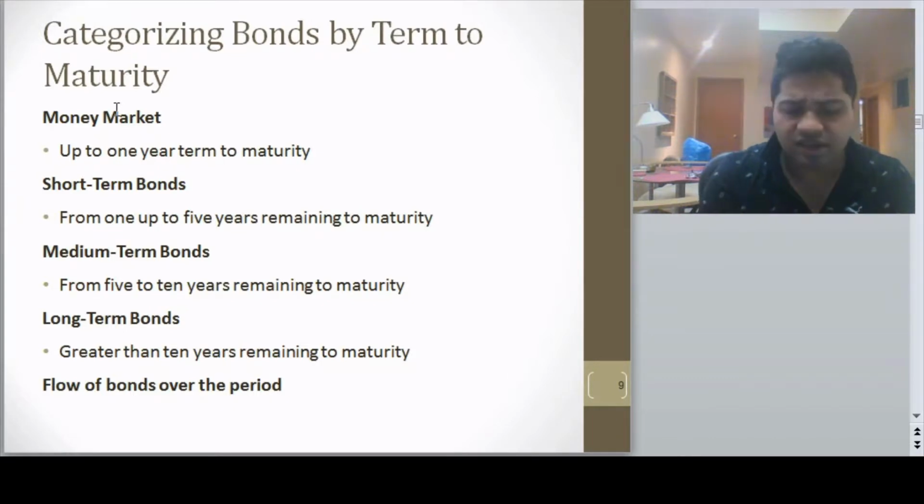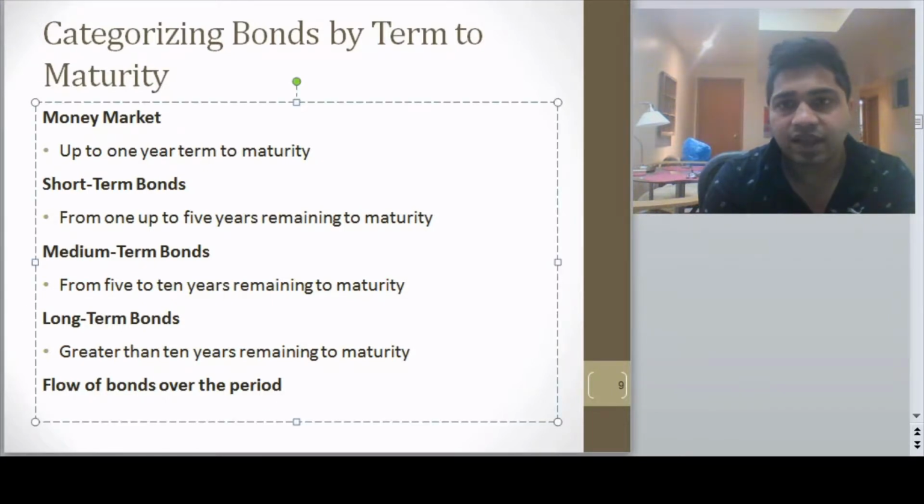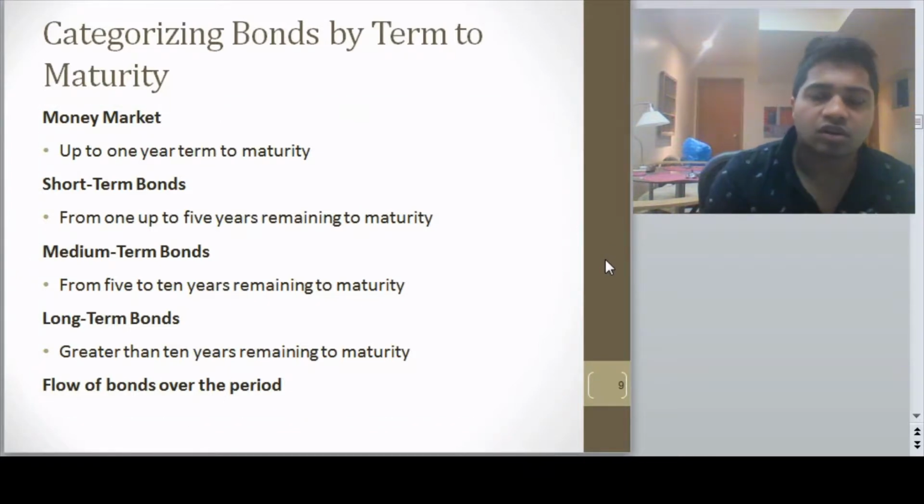Money market generally comprises T-bills and government issues, but sometimes good companies that have good financial backing, if their maturity is less than a year, are also traded in money markets. So this is important: bonds do not always remain long-term. As they keep on maturing, they go from long-term bonds to short-term bonds.